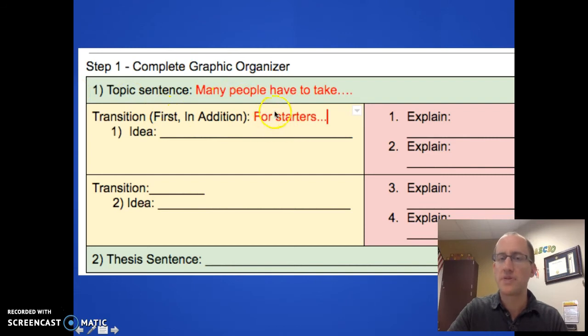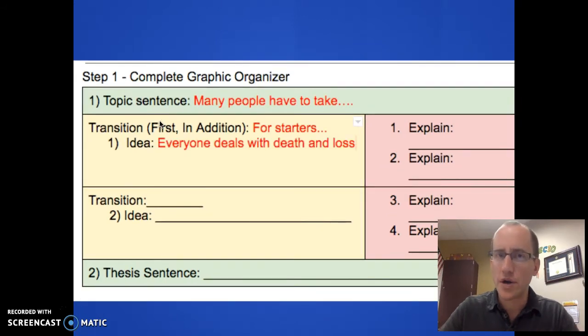Come up with a good transition. I wrote down for starters. You can write down first, in addition. You might not want to start with in addition because you don't have anything to add it to yet. But you might want to say, well, first or sometimes. These are all good transition words. So now go ahead and write your idea.